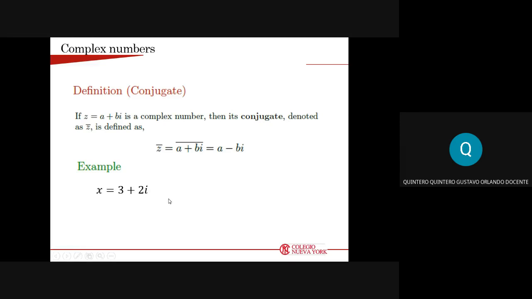To make this a little bit clearer, let's make an example. All right, let's see how many of you can find the conjugate of this complex number. Our complex number will be x. Can you find x bar in the chat, please?